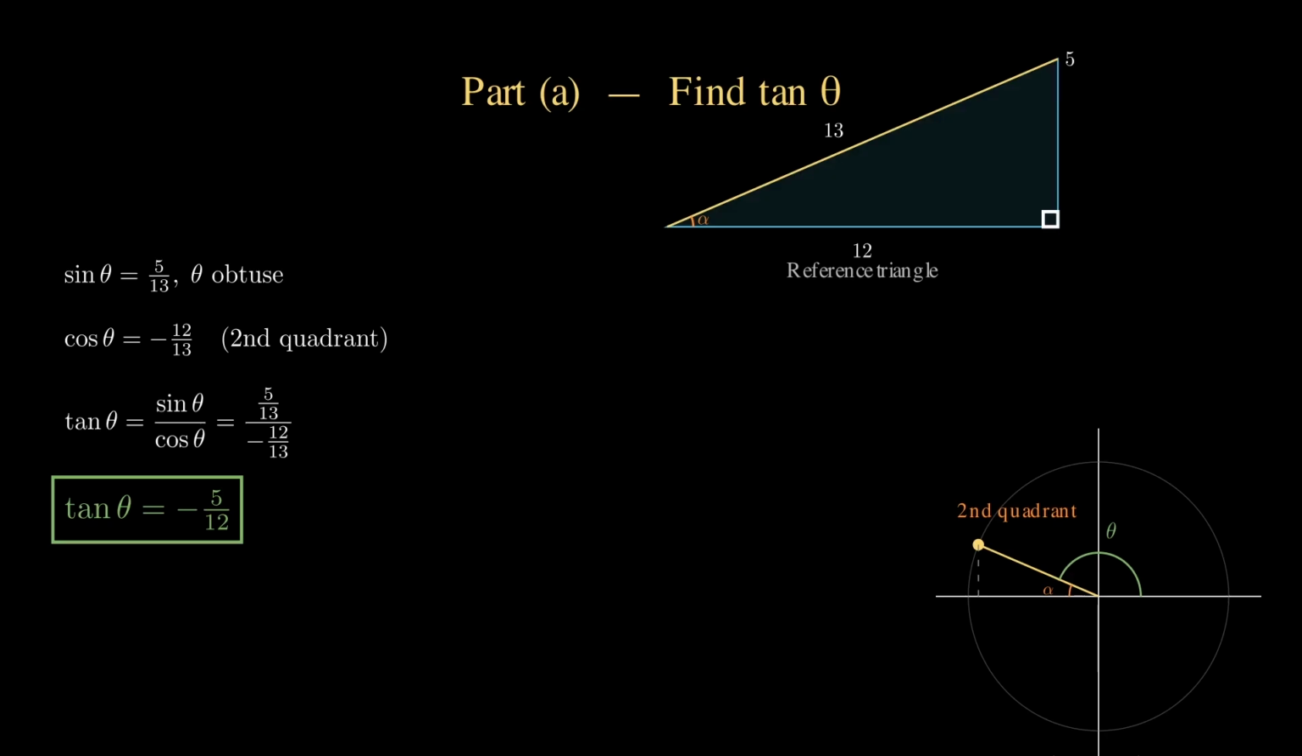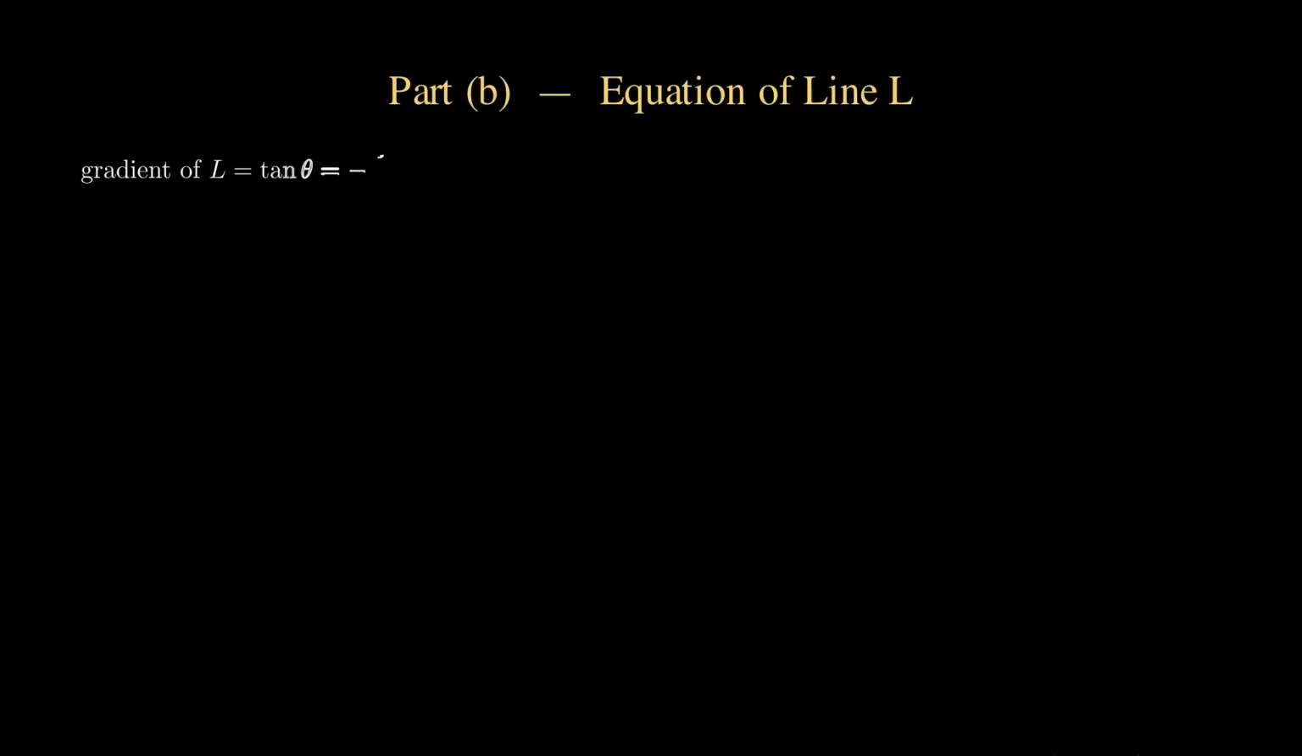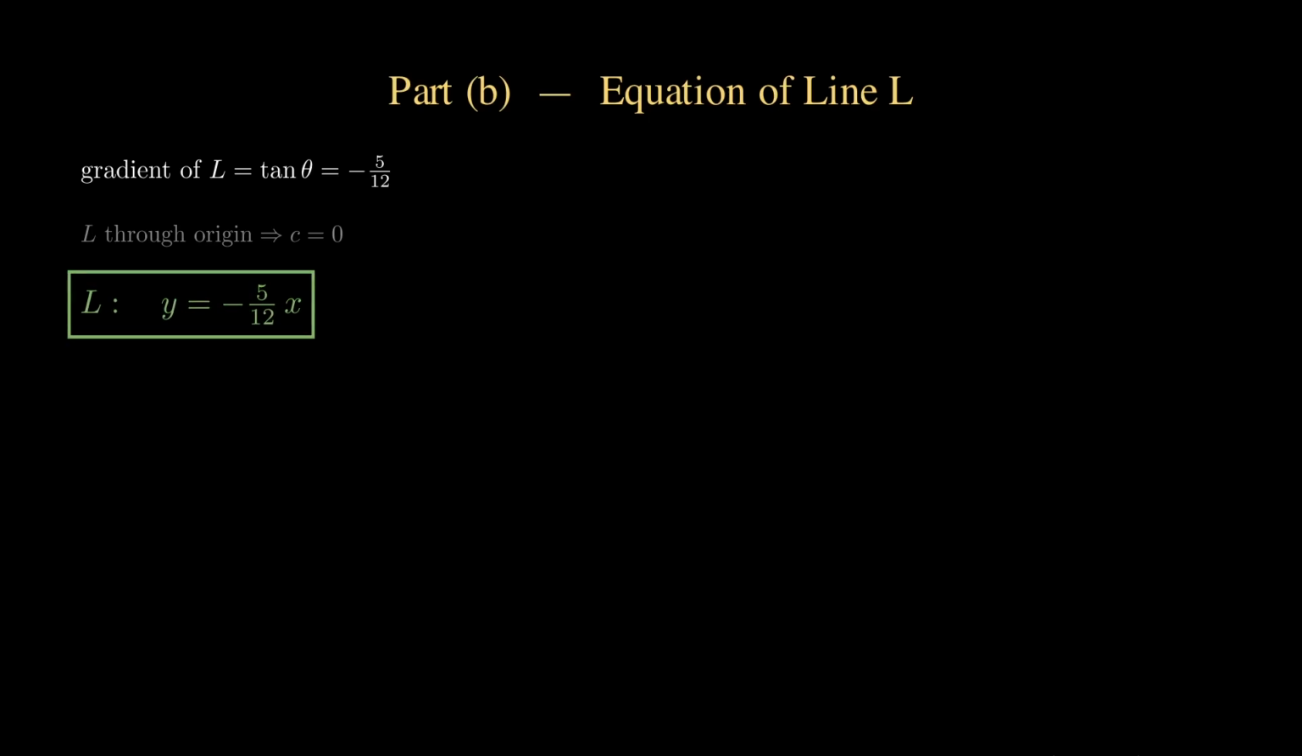Part B, line L passes through the origin and has gradient equal to tan theta, which is negative 5/12. Since it passes through the origin, the y-intercept is 0. Using y equals mx plus c, the equation of L is y equals negative 5x over 12.